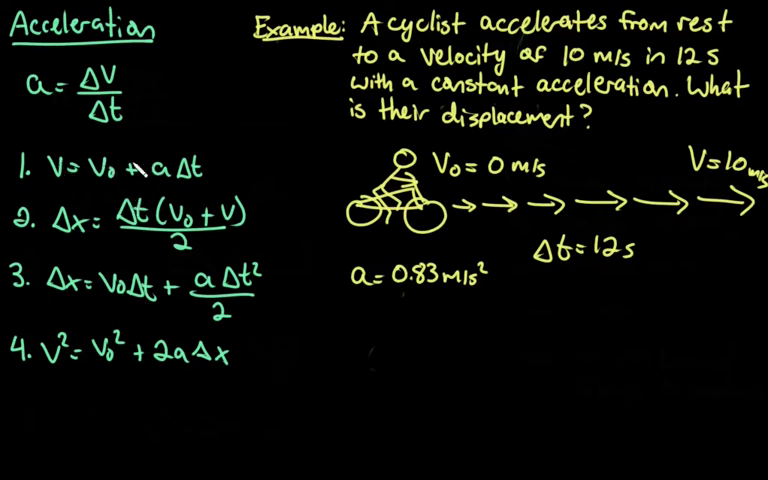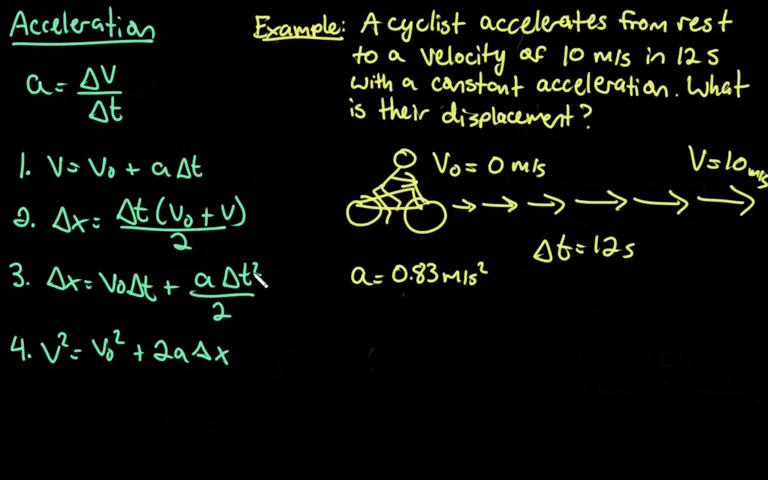So the first one that we have up here obviously doesn't have delta x in it, so we can't use that one. We could use this one here, which has delta x, and it has our delta t, our initial velocity, and our final velocity. So we could use this one. We could use the third one as well because it has our initial velocity, our time, and our acceleration. And we could also use the last one here. However, we would have to do a little bit of manipulation to isolate delta x.